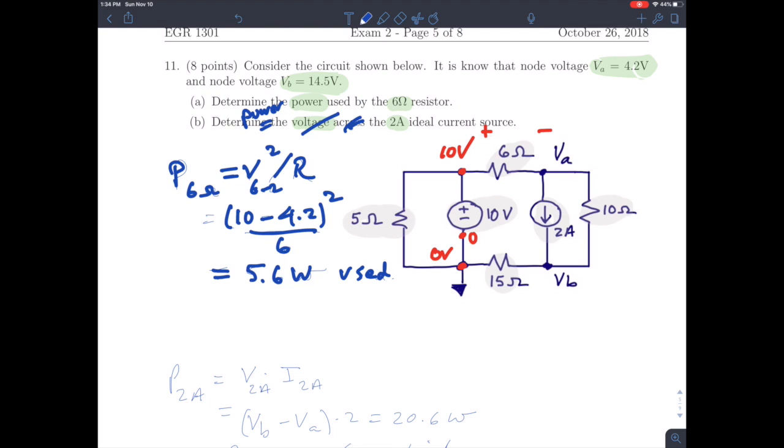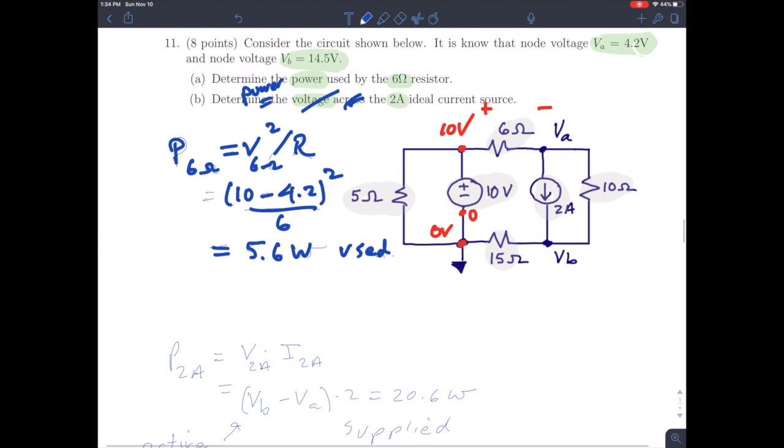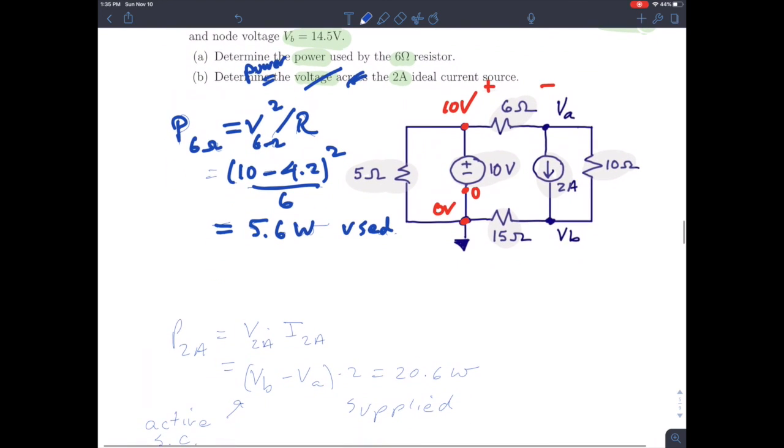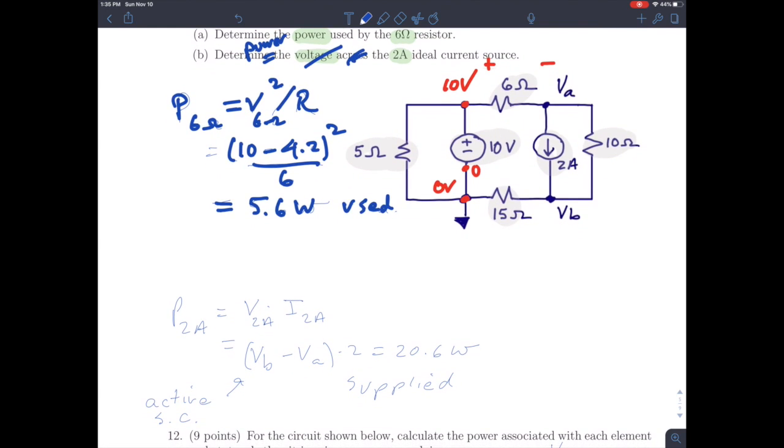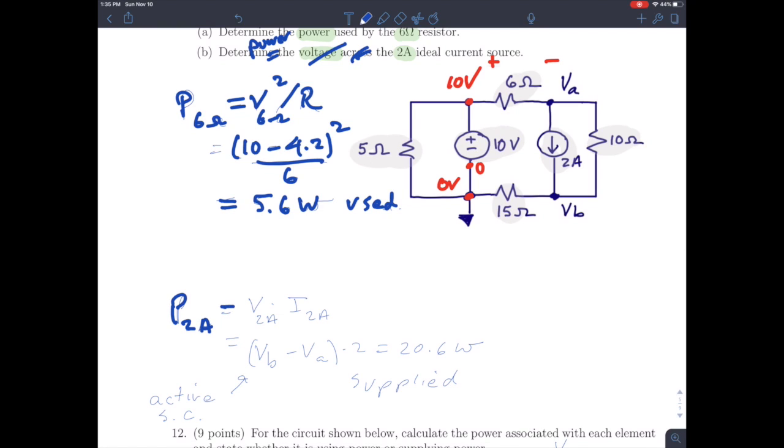Okay. Now in part B, we're going to find the power associated with the 2 amp ideal current source. The problem asks for the voltage, but you got to get the voltage to find the power, so it's a little more complicated problem if I change it like this. Okay, so let's do the power of the 2 amp source. That's the voltage across the 2 amp source times the current of the 2 amp source.